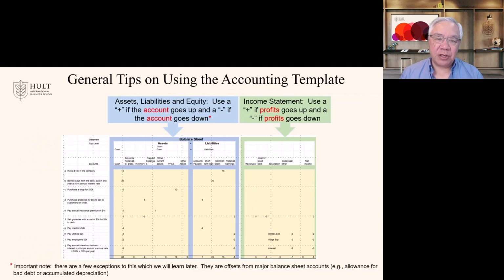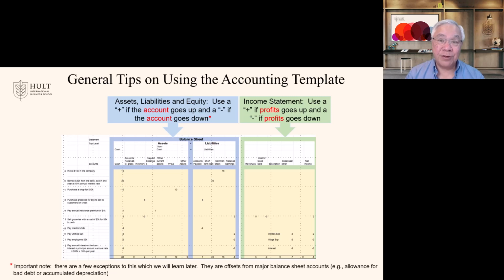Now, a couple of general tips on how you write the entries. I find this to be confusing for students, but if you stay nice and calm, it won't be bad. Again, starting on the blue, the balance sheet side, think of it as up and down. If cash goes up, it's a plus. If cash goes down, it's a minus. If your property, plant, and equipment goes up when you buy something, it's a plus. If you sold some equipment to somebody else, it's a minus.